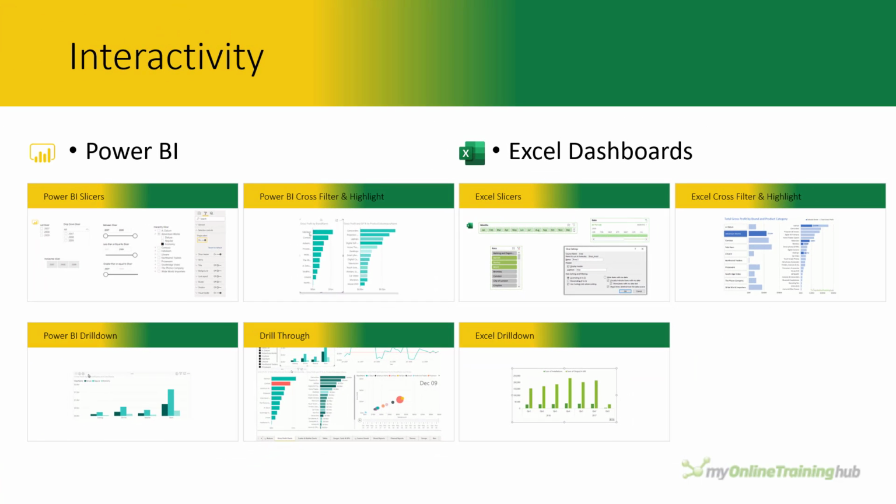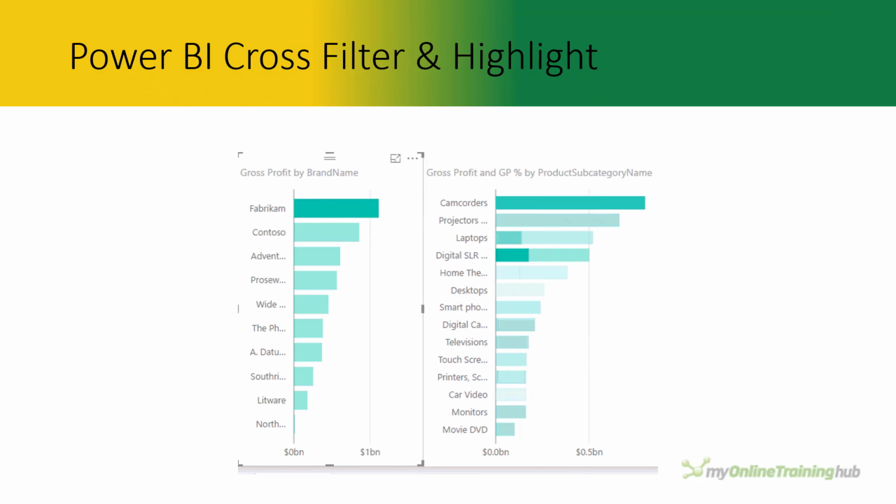The next amazing feature available in Power BI is the ability to click on an element in a visual and have other visuals on the page cross-filter and highlight that selected value. Here you can see, as I click on a brand in the first visual, the bars in the second visual highlight the data for the selected brand. Effectively, the bars in the visual behave like a slicer.